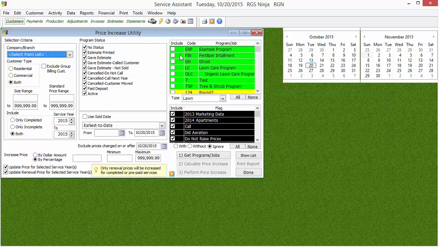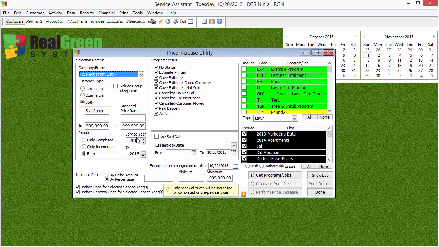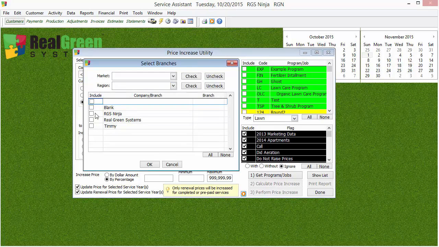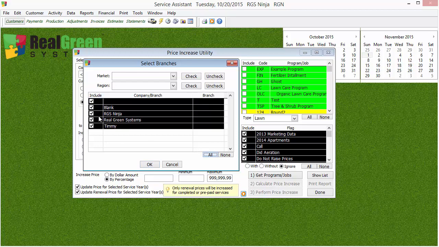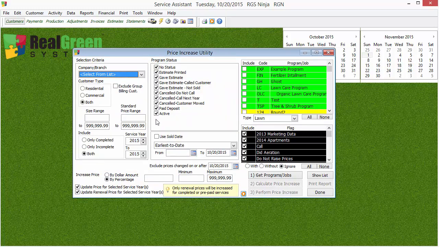So again, under the price increase utility, obviously there's a lot more parameters because we're doing the actual customer jobs themselves. So the first thing you're going to want to do is double check to make sure you got the right branch or branches. Again, you can do multiple batches of price increases. So you can say people that are an RGS Ninja might go up by 5%. Real Green Systems might only go by 2%. So again, you can mix and match your price chart increases. Your customer increases based upon what branch you're tied to.